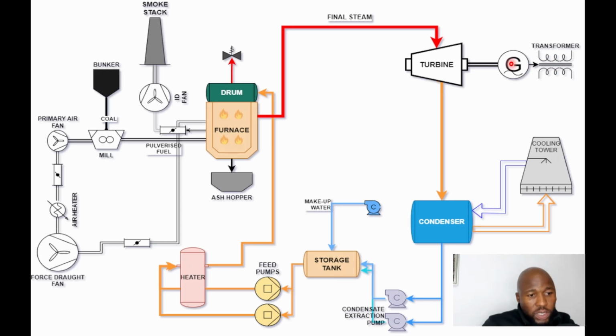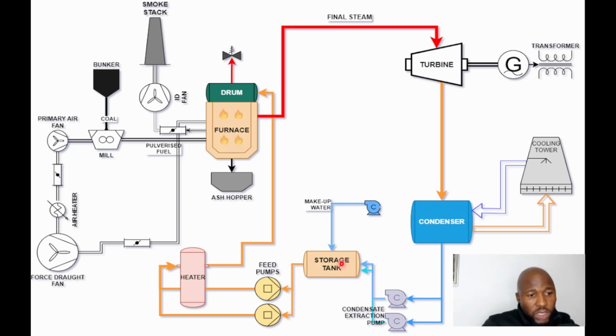So we take the voltage that is generated by the generator and step it up and send it to the transmission network. So that's basically the basics of how the power station works. Once the steam has been used in the turbine, it will then be taken by the condenser, which condenses it back into water.